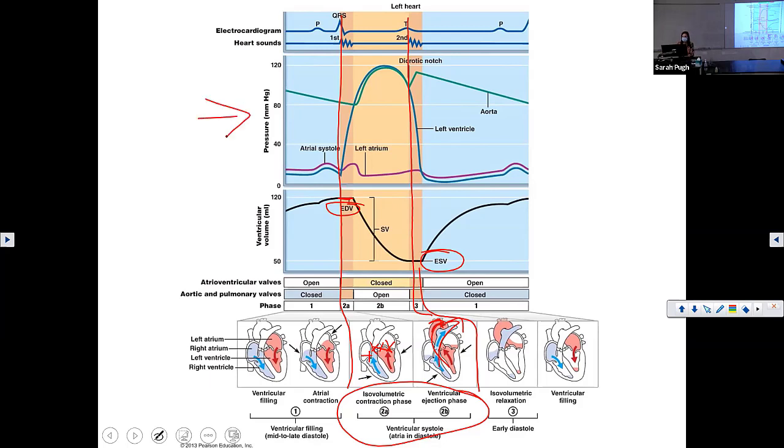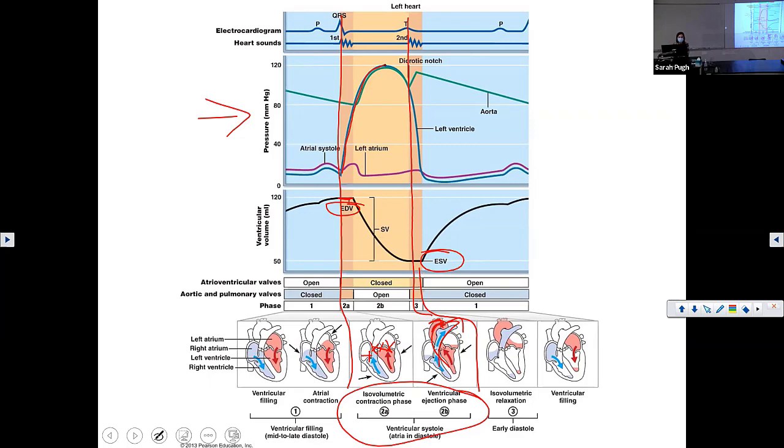Now let's look at pressure. What's happening with pressure? This time we're going to look at the blue line, and the blue line is showing you pressure in the ventricle. So notice that the pressure in that ventricle, as it squeezes, is going up, up, up, up, up, right? Because it is squeezing that blood out. Think of squeezing a water balloon, increasing that pressure.